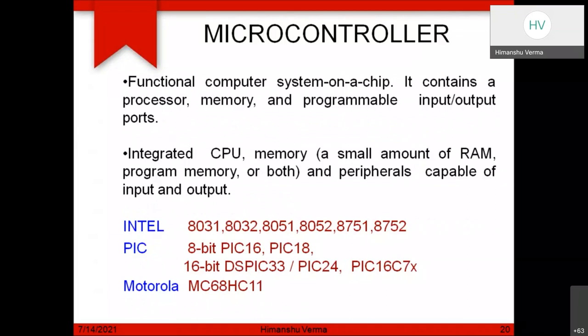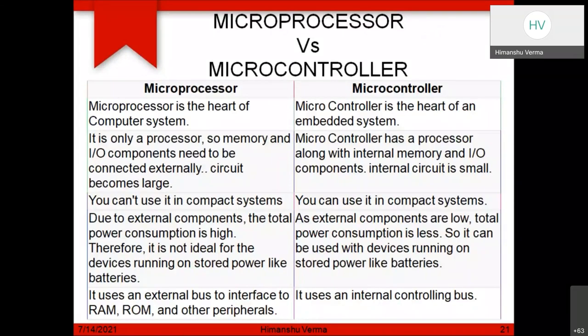Next we have the microcontroller. Again, we can say it is a functional computer on a chip that contains a processor, memory, and programmable input output ports. Programmable means we can use those ports for input as well as output. It has a very small amount of storage in the form of RAM or other memory, and the devices are capable of inputs and outputs. Again, a question might be what is the difference between a microprocessor and a microcontroller, and there was a good question: why not use a microprocessor in place of a microcontroller?